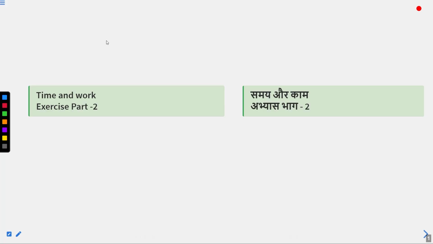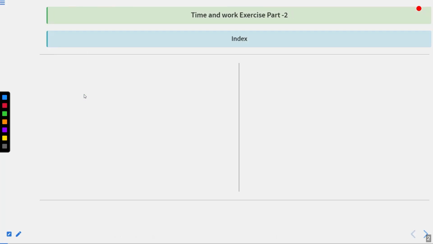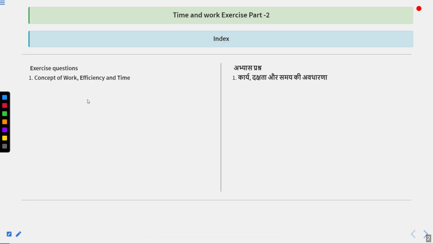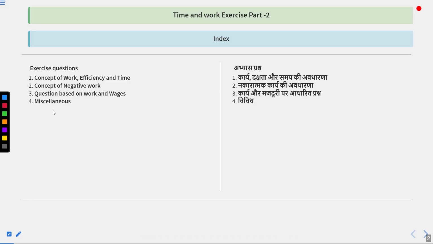Hello student, in today's class we are going to discuss time and work exercise part 2. Now see the index: concept of work, efficiency and time based questions, concept of negative work based questions, questions based on work and wages, some miscellaneous questions, then we summarize our today's lecture.